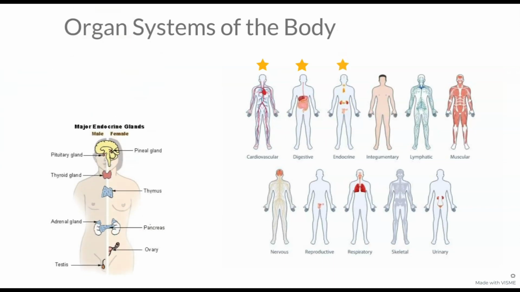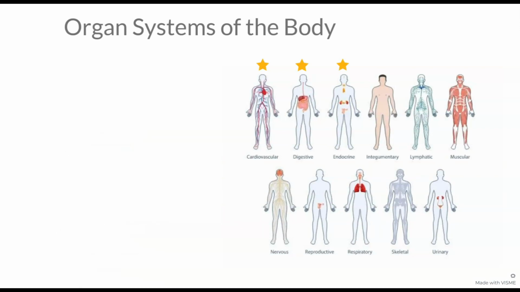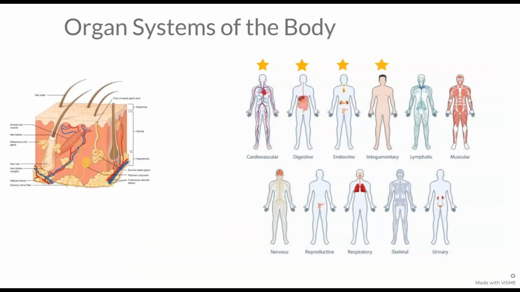The endocrine system are glands of the body that secrete hormones to regulate processes like growth, reproduction, etc. The integumentary system, think skin. It's the external covering of the body. Waterproofs the body, cushions and protects underlying tissues, regulates body temperature, etc.